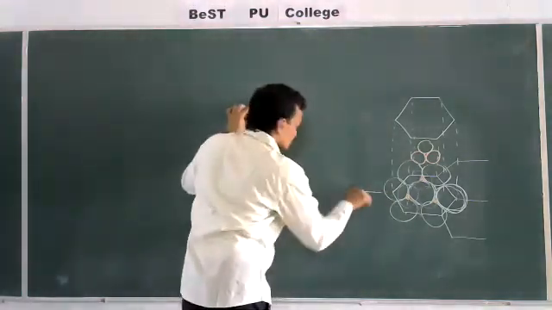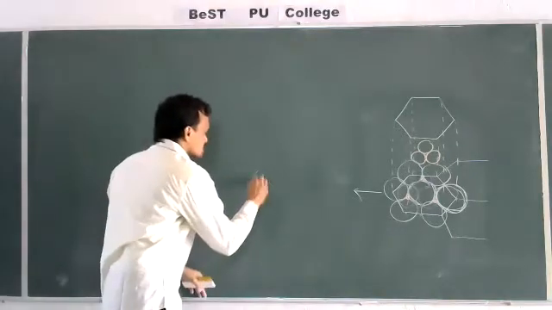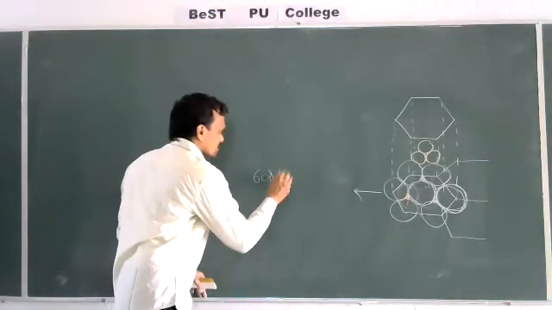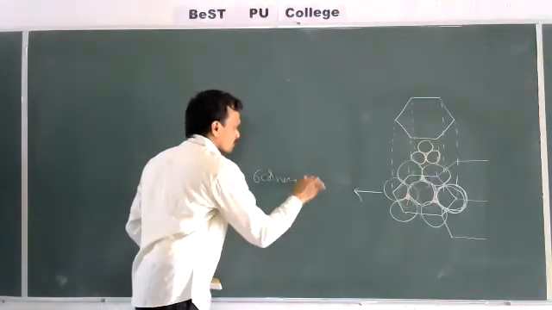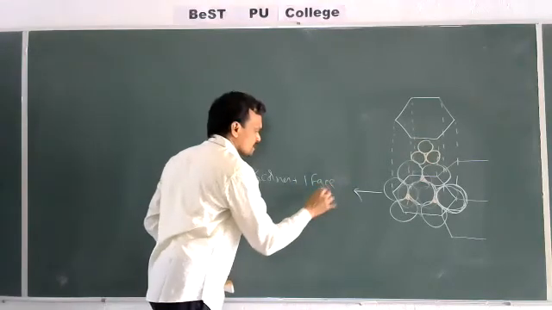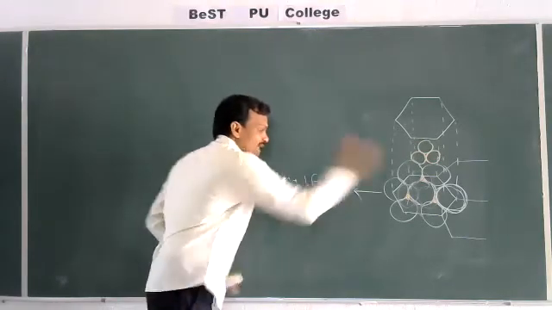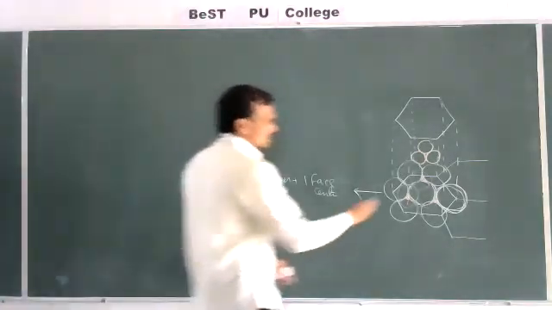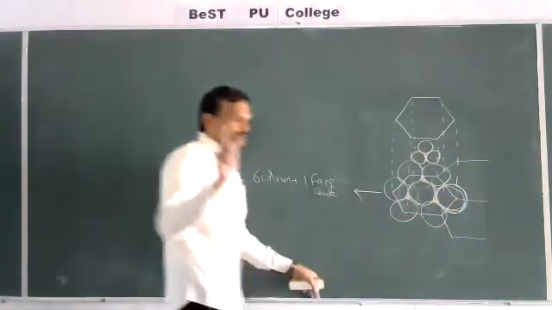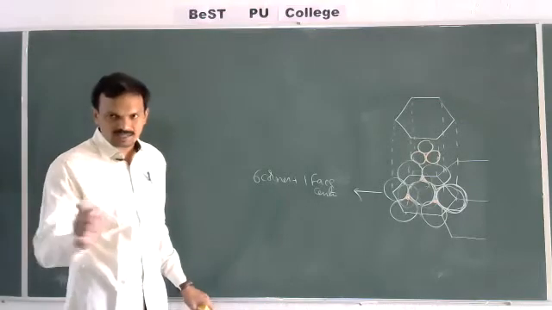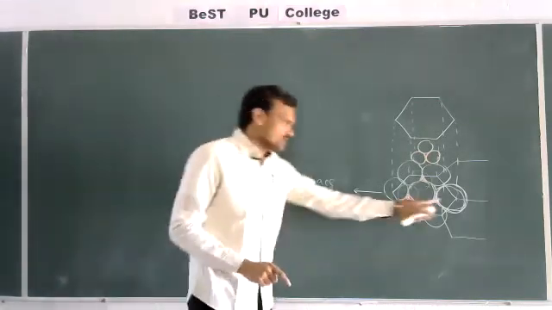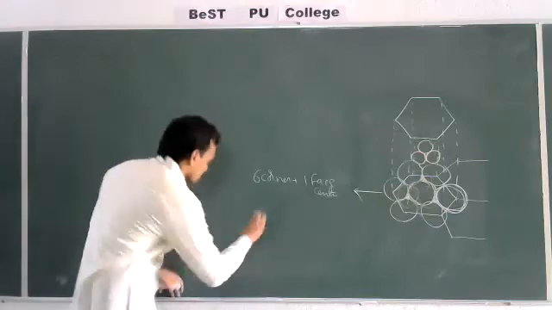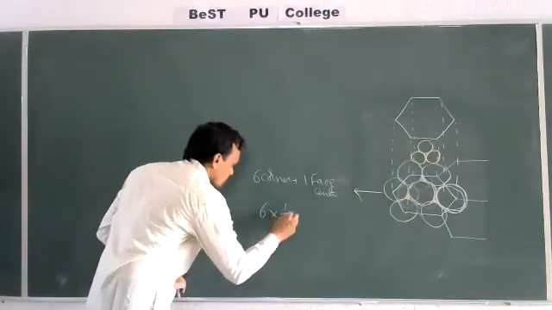See now, there are 6 corner particles, plus 1 face center particle. For a hexagon, not for a cube. Okay. Now what is the contribution of this corner particle? The contribution of a corner particle is 1 by 6th, because the corner particle is shared with 6 unit cells. Then 6 into 1 by 6.